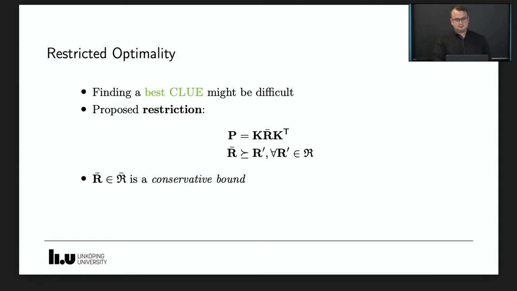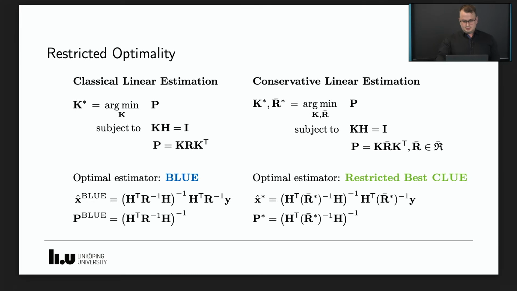But finding this best clue might be difficult, so therefore we propose a restricted optimality criterion. So we say that we want to calculate P as a quadratic form, similar to the classical linear estimation case. But instead of using R, we use this R bar, where R bar is a so-called conservative bound. So it is guaranteed to be larger than all elements in this R set. And then we get a new set, this fracture bar R set, which I will just call the R bar set. And this set contains all possible conservative bounds. So then we end up with another optimization problem here to the right, where the solution is called the restricted best clue.